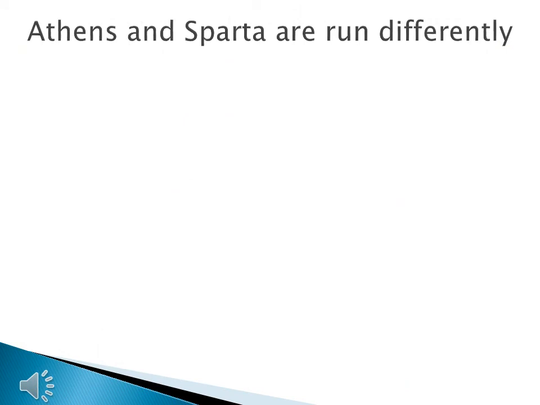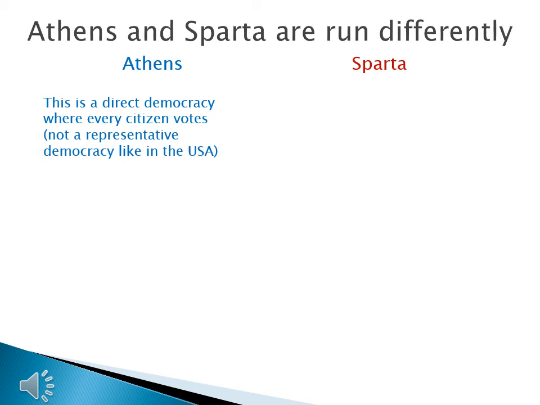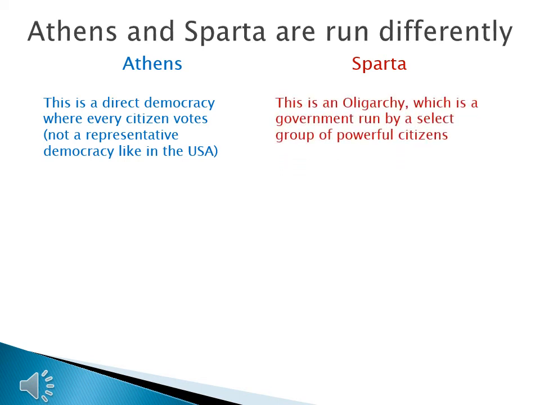So you can imagine that they're running things differently here in Athens than they are 90 miles down the road in Sparta. Let's see the differences. In Athens, this is a direct democracy where every citizen votes. It's not a representative democracy like in the US, where we vote for people to go to Washington. Instead, you are a citizen, you go to Washington. In Sparta, this is an oligarchy, which is a government run by a select group of powerful citizens. You might be a citizen in Sparta, but you're not part of this government.